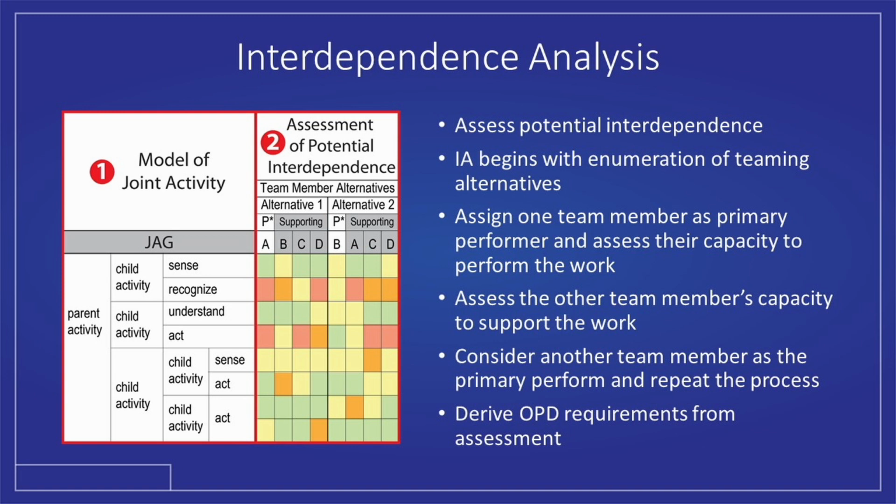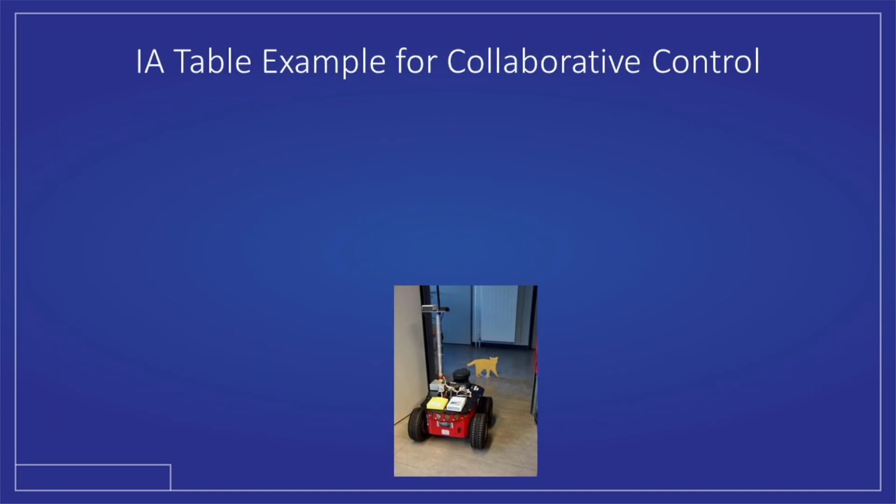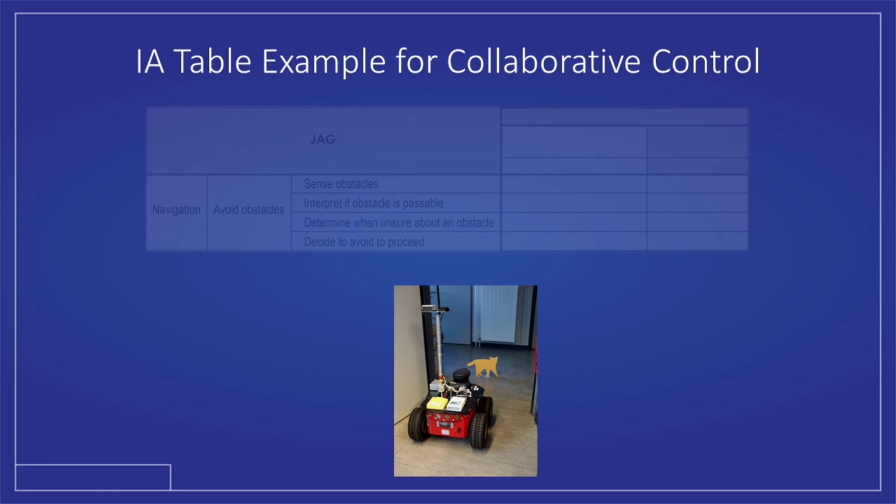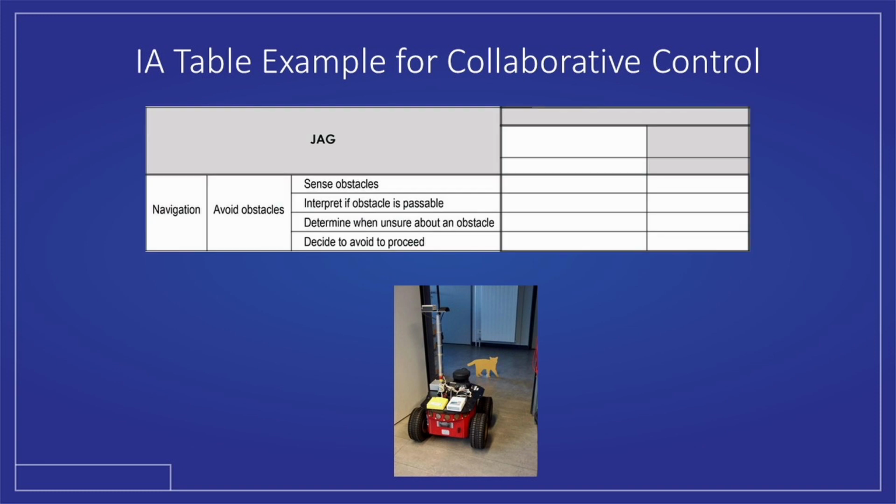IA can be challenging at first and take some practice, so to help develop your understanding, we will walk through a few examples. We will start with a simple example from Terry Fong's collaborative control thesis. It involves the task of remotely assisting a robot with navigation. We begin with a simple model of the work, which would be navigation that involves avoiding obstacles, which involves sensing obstacles, interpreting them as passable, and deciding to proceed or divert.